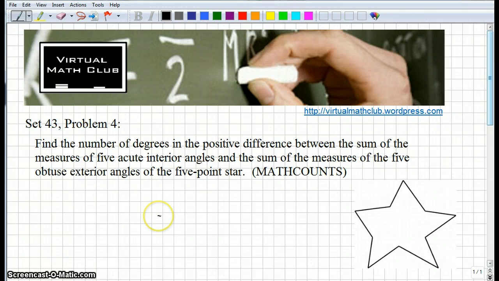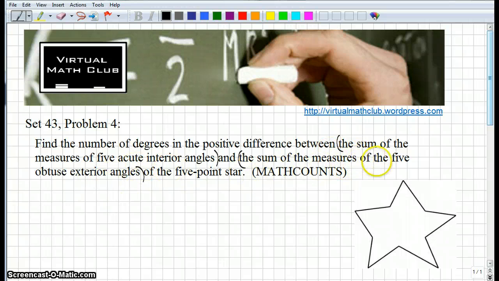Alright, problem number 4. Find the number of degrees in the positive difference between the sum of the measures of the 5 acute interior angles and the sum of the 5 obtuse exterior angles of the 5-point star. Okay, so we're trying to find the difference between two things. One is the sum of the measures of the 5 acute interior angles, and the other is the sum of the measures of the 5 obtuse exterior angles.